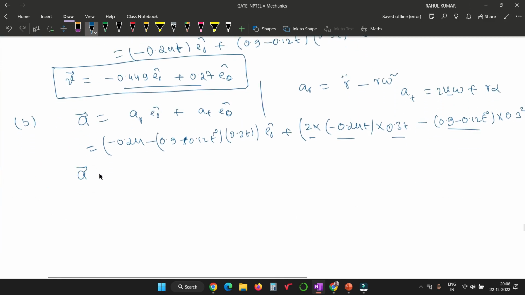So you will get the acceleration approximately as follows. I already got that: the radial acceleration is minus 0.391 e_r, plus that is also negative, minus 0.359 e_theta cap, and the magnitude of the acceleration is approximately 0.531 meter per second square.